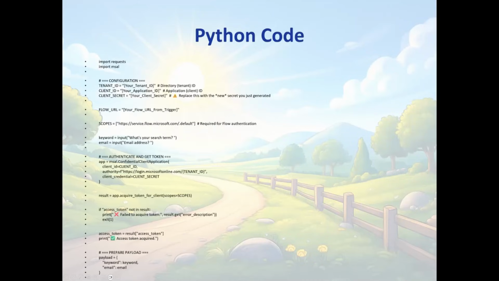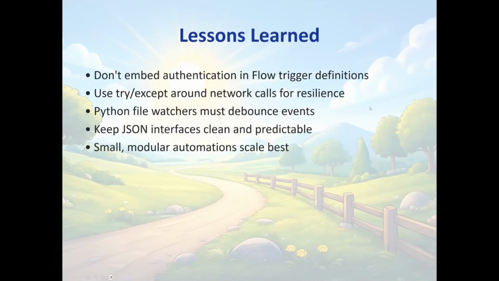Yeah, that was that. Lessons learned: don't embed authentication in flow trigger definitions. Add try catch blocks on both sides, not only in Python, but also using the concept of scopes, try catch except, in your flows. Use Python file watchers, keep JSONs clean, and I recommend you start out small, just like my very first example, sending in a few things and seeing it work, and then you can continue to build on that.